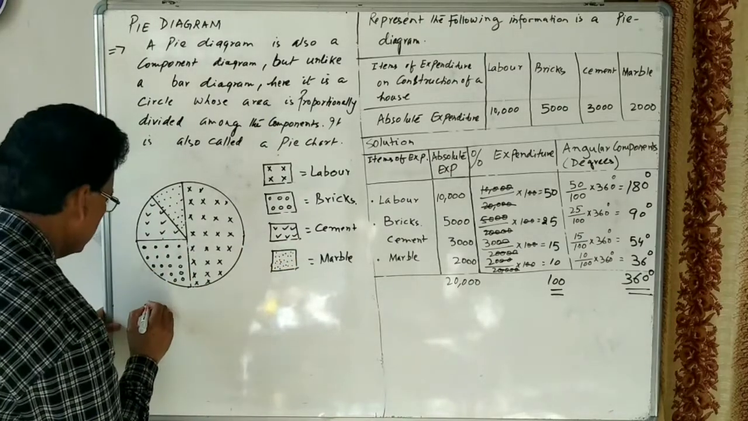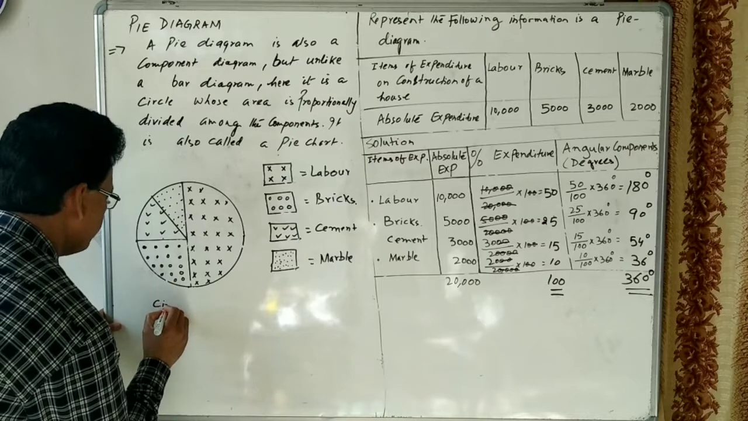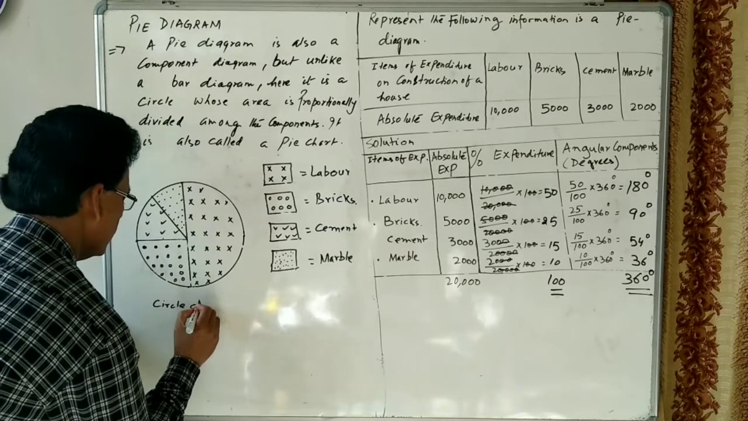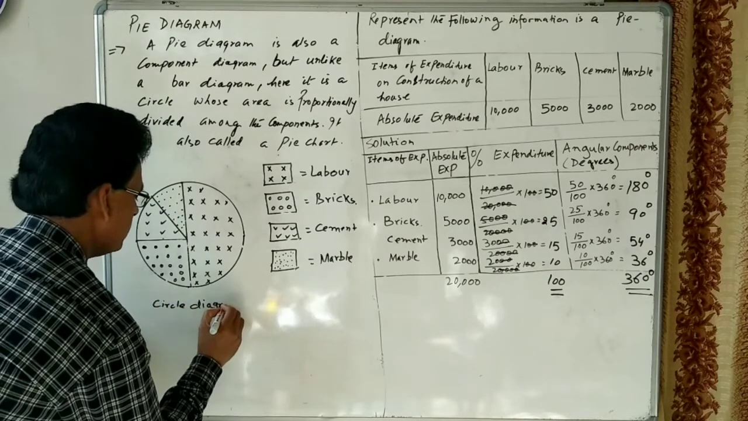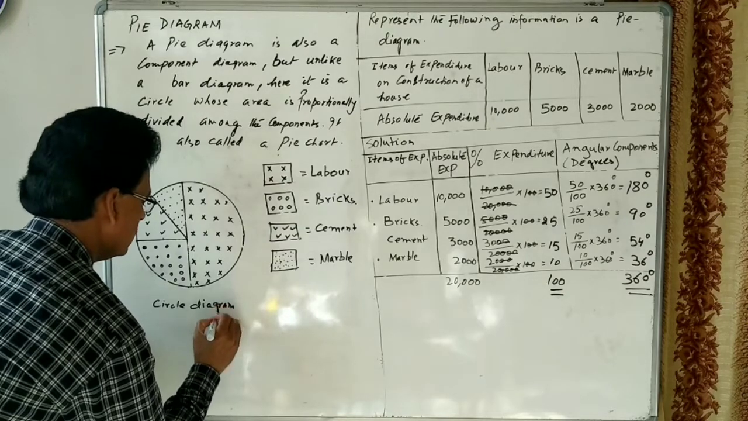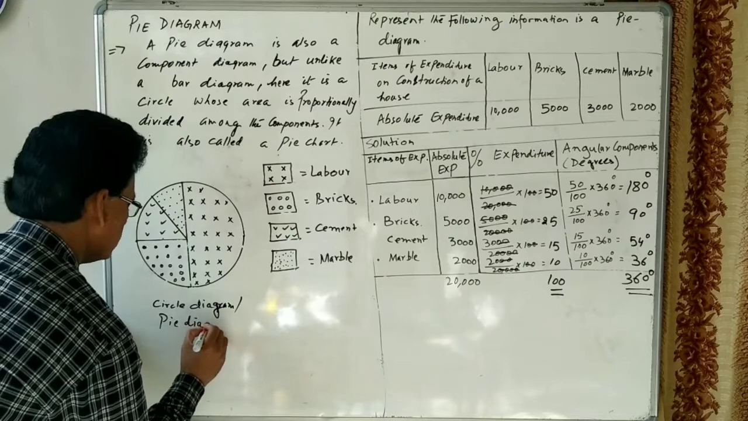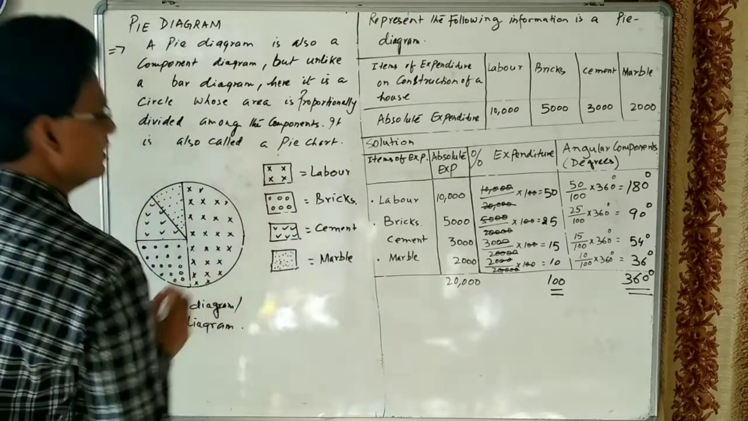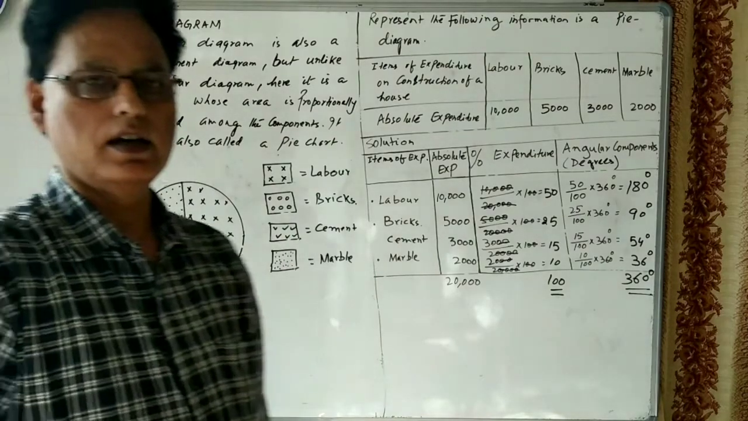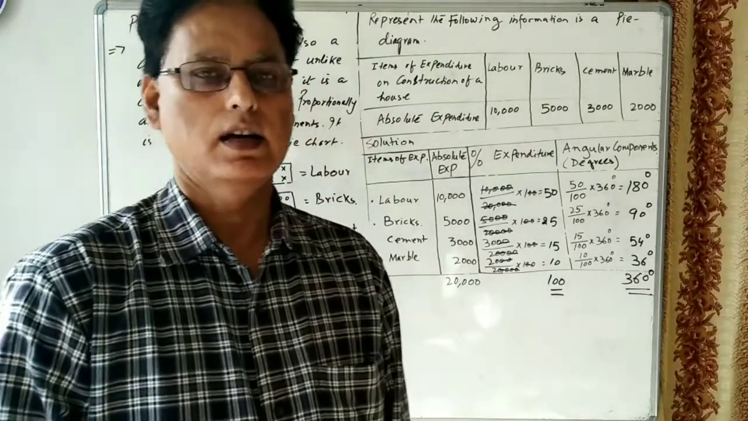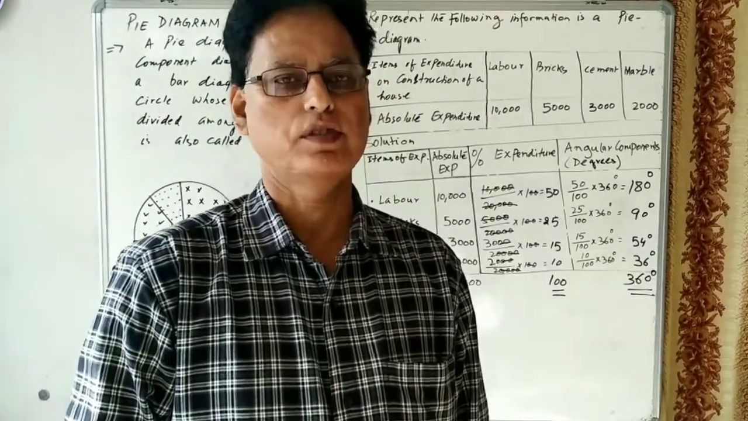Here we can write down circle diagram, or we can write pie diagram. So I think the concept and the steps to construct the circle diagram are clear to all of you. Okay, thank you.